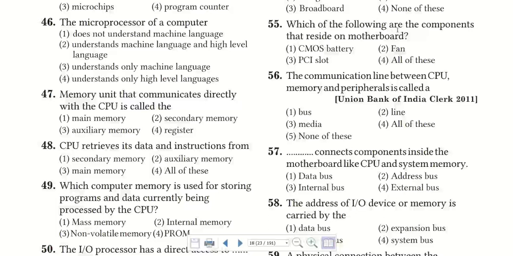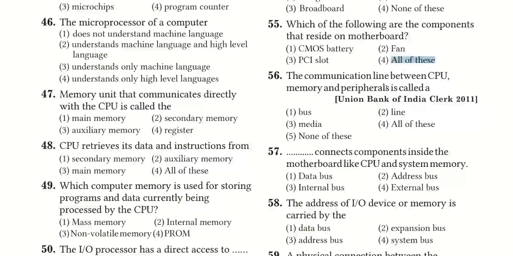Which of the following are the components that reside on the motherboard? The motherboard consists of CMOS battery, fan, PCI slot. So the correct answer is all of these. So we can say here that any component parts, physical parts of the computer are connected through the motherboard.